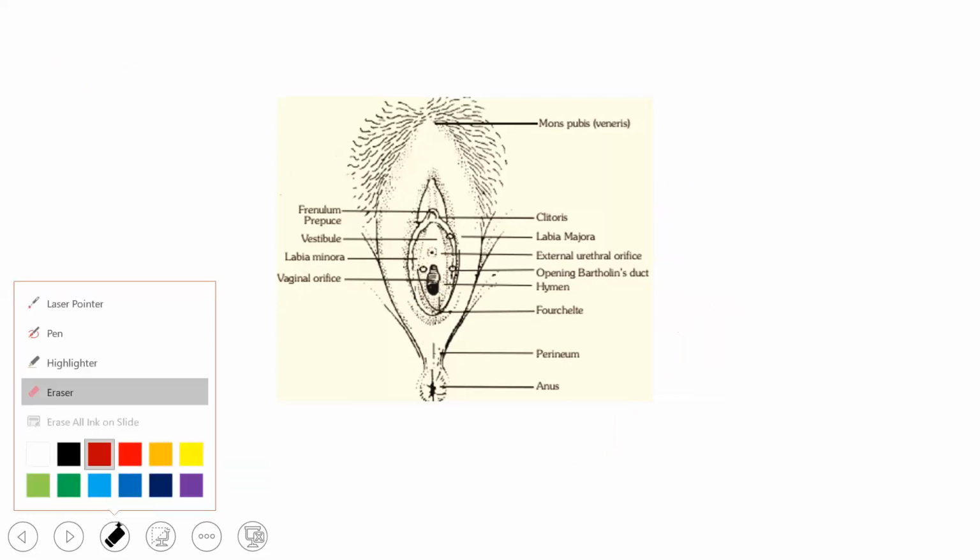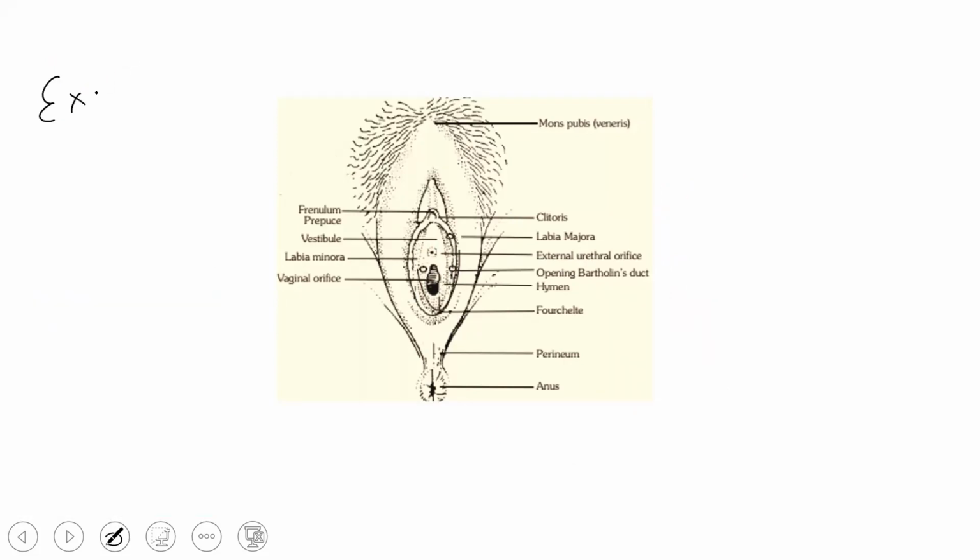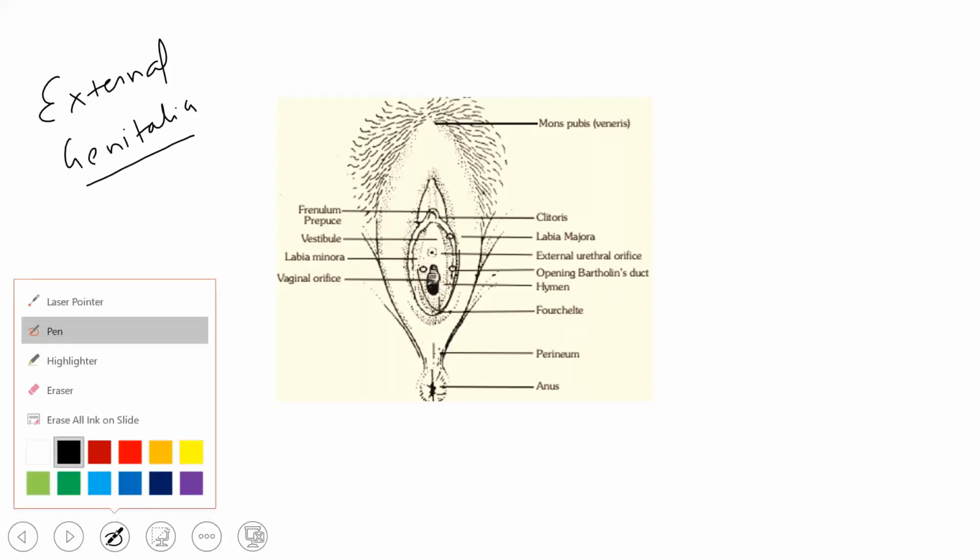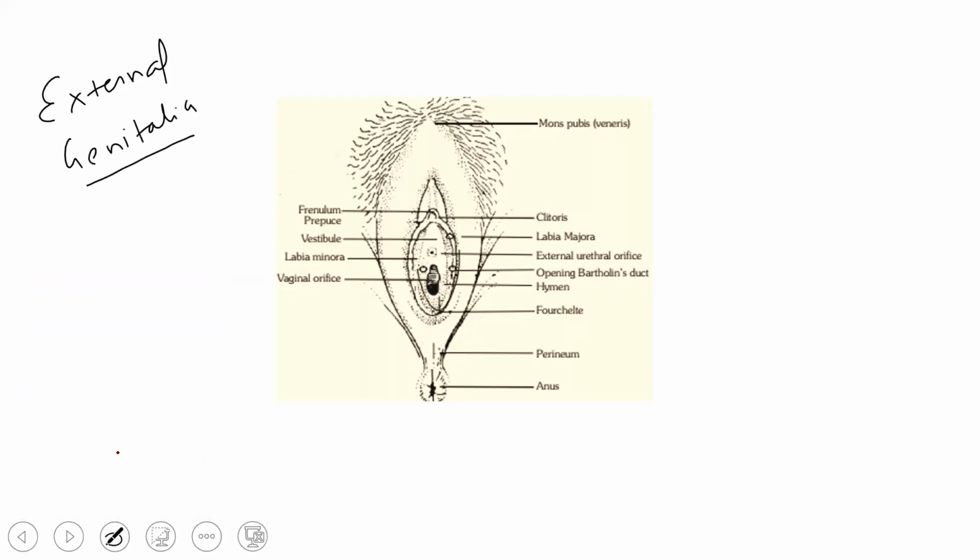Okay, so in this case, this is the outside view of the genitalia. Over here, as you can see, this is the mons pubis, the thick fleshy skin fold. Then there is the clitoris. Then this is the labia majora, and this is the labia minora. You can see this part, this part and this part.